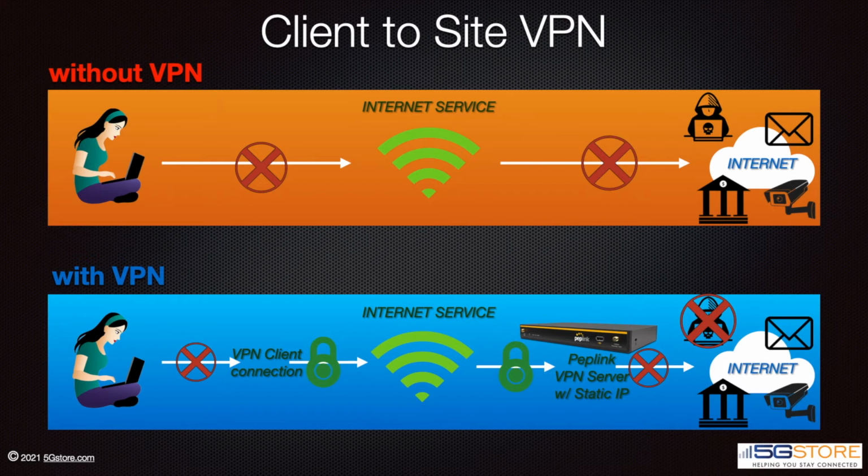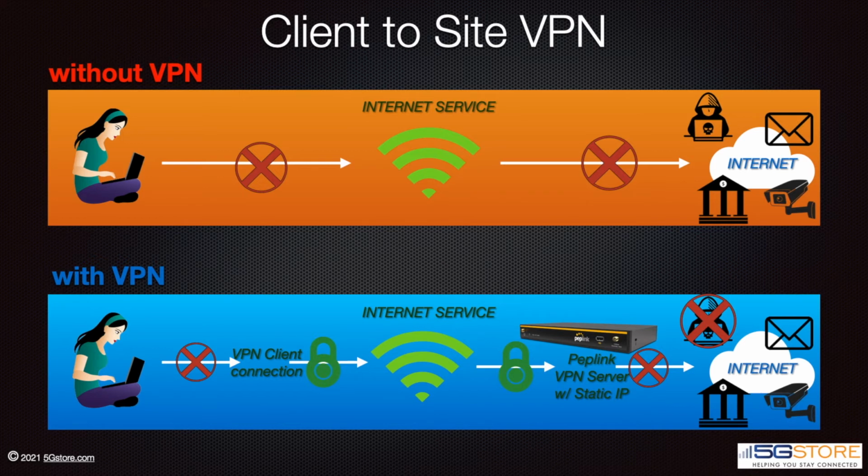Client-to-site VPN connections include L2TP with IPsec, PPTP, and OpenVPN. As an example, let's say we're at the local coffee shop, connected to their free Wi-Fi with our laptop. If we want to do some online banking securely, we can connect to the Peplink router at our home using any of these VPN connections. However, it's important to note that this is only possible if the internet connection at your home has a publicly routable IP address, such as a static IP.